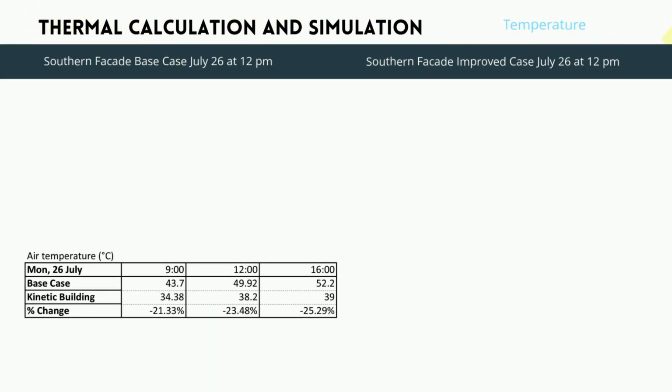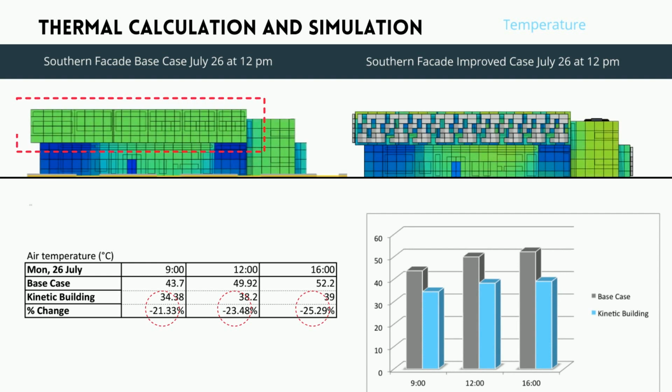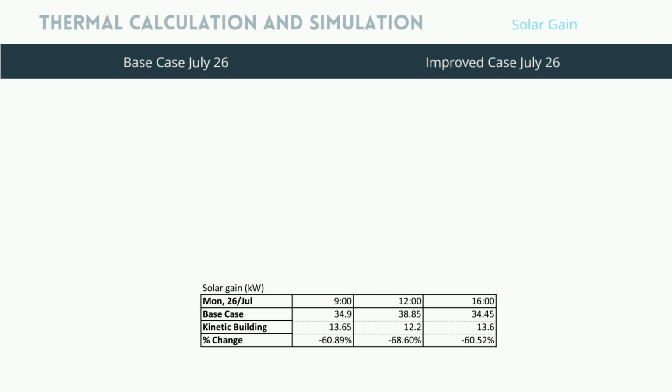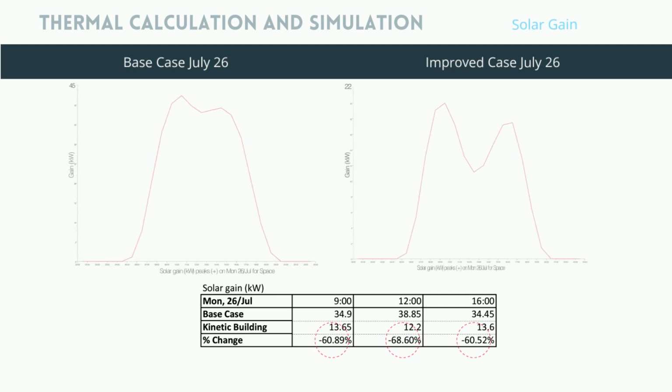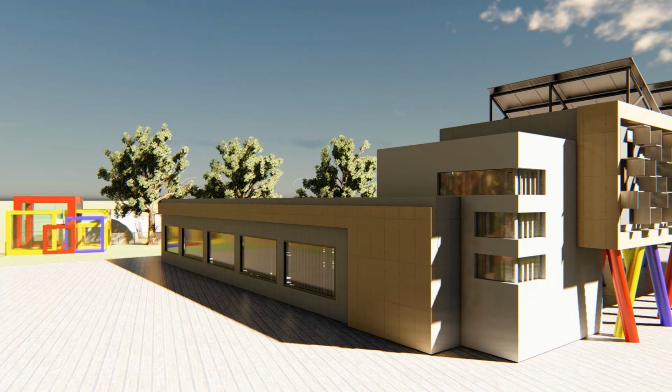For 26th of July thermal simulation, temperature was reduced by 21% at 9 a.m., 23% at 12 p.m., and 25% at 4 p.m. Comparing the southern facade of the base case to the improved case, there are more cooler hues due to the shading of the kinetic skin. As for solar gain, it was reduced by 60% at 9 a.m., 68% at 12 p.m., and 60% at 4 p.m. We will be focusing on the 12 p.m.